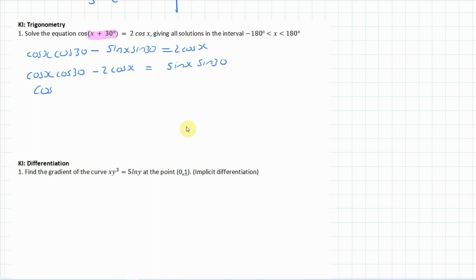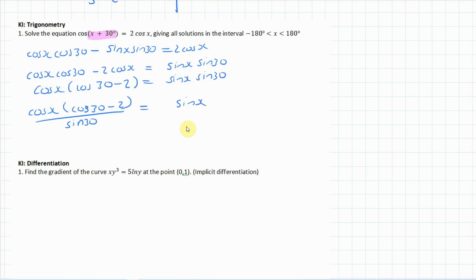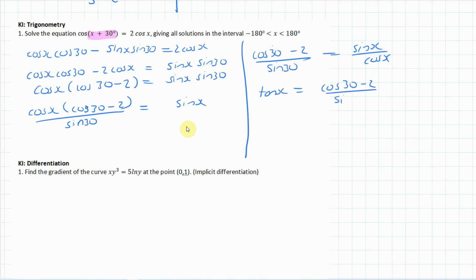Now what I'll do is I'll factorize like that. Then I'm going to divide both sides by sine x, so I get all over sine x. Sorry, not sine x, sine 30. That leaves me with sine x here. Then I can divide both sides by cosine x, and that will leave me with tan x on the right hand side, right? So I'll get cosine 30 minus 2 all over sine 30. And that will be equal to sine x over cosine x, which means I've got tan x on that right hand side. So I can now say tan x is equal to cosine 30 minus 2 all over sine 30.